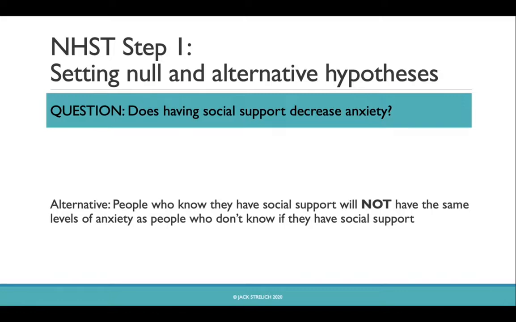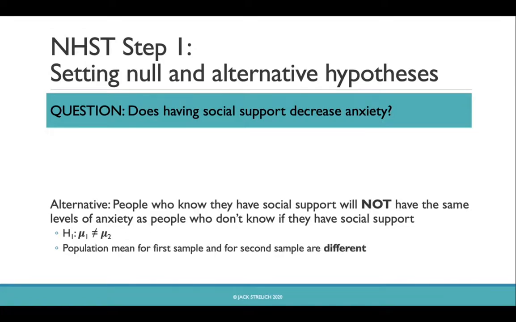We'll begin with our alternative hypothesis, that people who know they have social support will not have the same levels of anxiety as people who aren't sure if they have social support. We can express this formally as H1 is that mu1 does not equal mu2. In other words, our alternative hypothesis is that the population mean for the first sample and the population mean for the second sample are different.